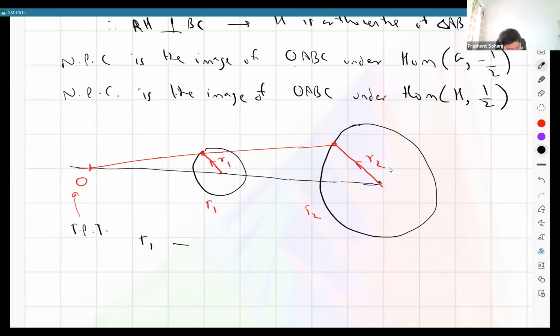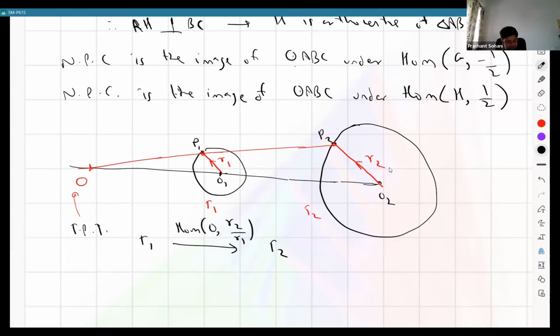the first circle gamma 1, if I apply homothety around point O and the ratio has to be R2 upon R1, right? Then the first circle will become the second circle. And under that, the center of the first circle will become the center of the second circle. All the corresponding points will also go. So P1 will become P2. So you can apply homothety around O to take the first circle into the second circle.